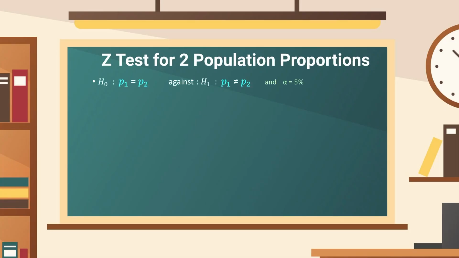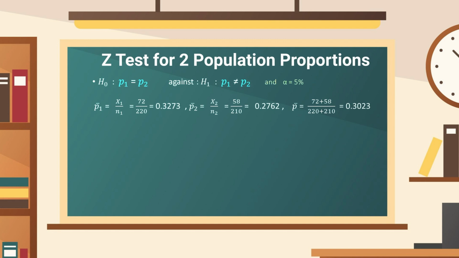So in our case, P1 bar is equal to 72 divided by 220, which is equal to 0.3273. Similarly, we calculate P2 bar for the second population, that is X2 bar divided by N2, which is equal to 58 divided by 210, which is equal to 0.2762. And we also calculate P bar under null hypothesis.